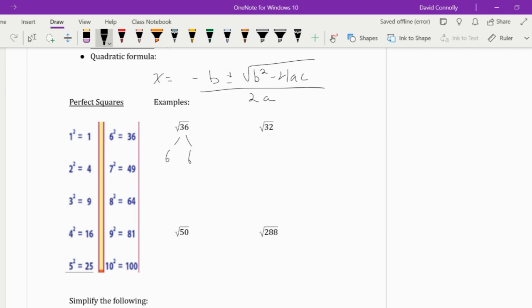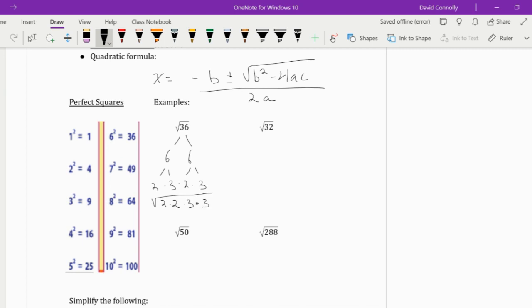So each of these 6's that I know multiplies to 2 times 3. And this 6 is also 2 times 3. So what I'm going to do now is rewrite the square root of 36 with its prime factors instead. And I'm going to put them in order from least to greatest. So I'm going to rewrite this as the square root of 2 times 2 times 3 times 3.